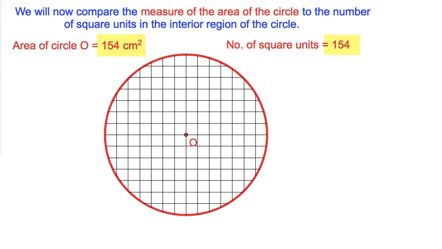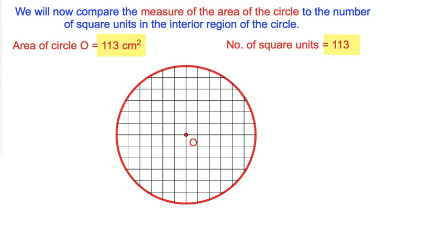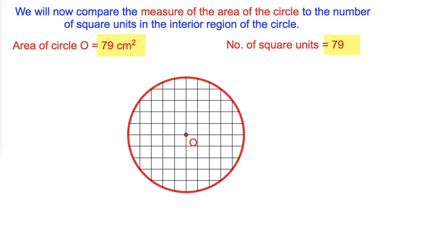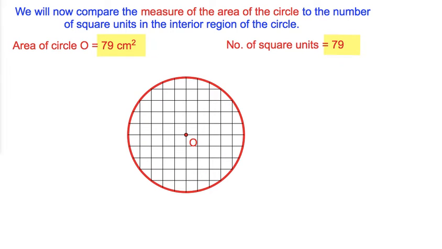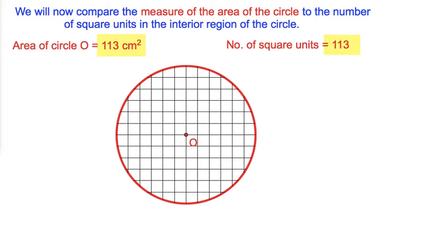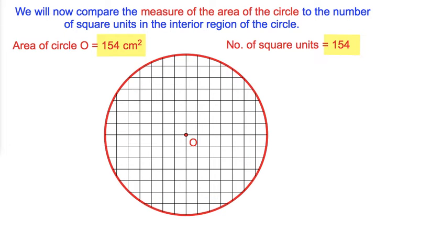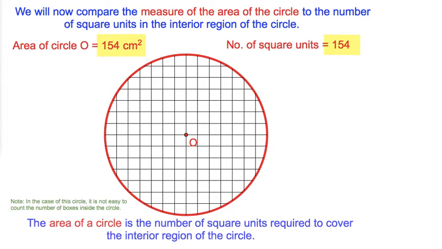We will now compare the measure of the area of the circle to the number of square units in the interior region of the circle. The area of a circle is the number of square units required to cover the interior region of the circle.